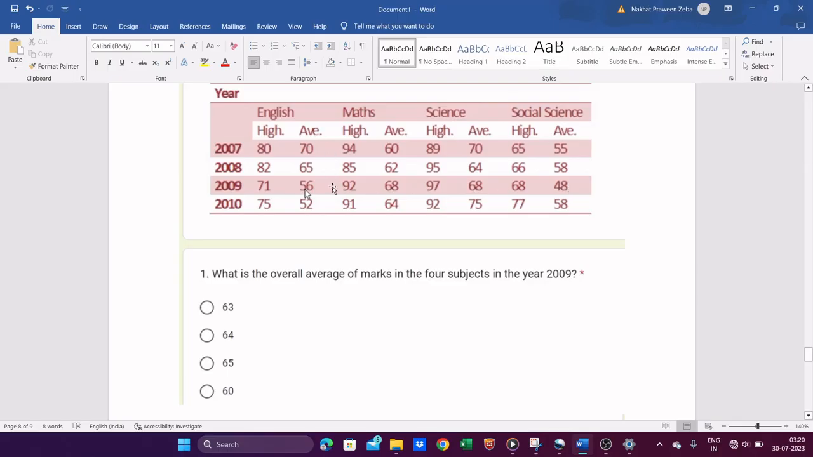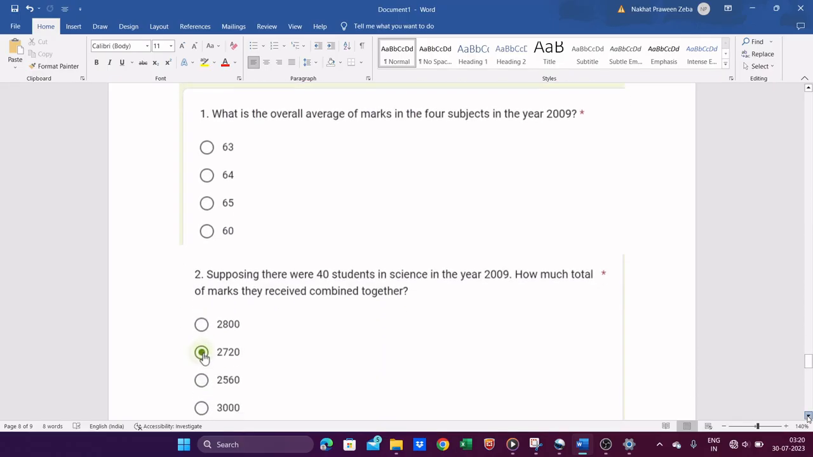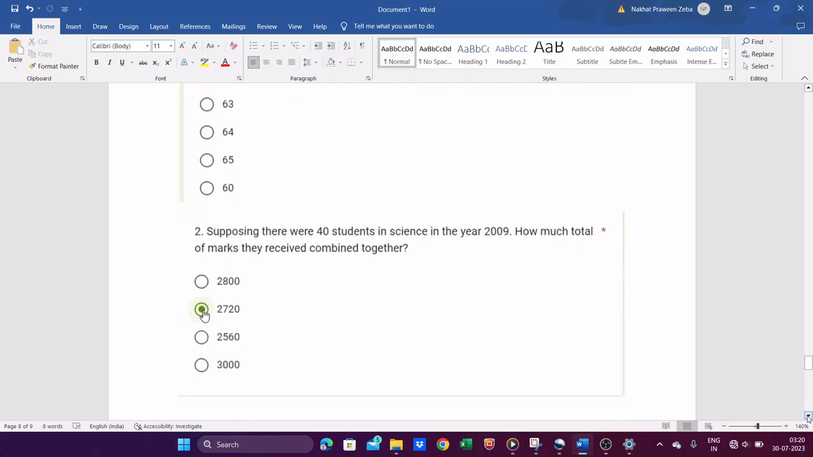Now you need to find out the average. You know how to get the average. Add all these average values and divide by the number of subjects. So 1, 2, 3, 4. So by 4, if you calculate, you will get the answer. I don't remember which will be the answer, but if you calculate, you will get it. I think 60, but I don't remember. You can calculate it. It is very simple. Just add all the average values of all the subjects and then divide it by 4. Simple.